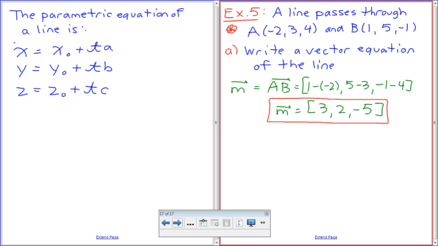All right, Nathan. For the vector equation of the line, we need a slope. What else do we need? One point. So which is your favorite point? 2, 3, and 4? -2, 3, and 4, or 1, 5, and -1? Which one's your favorite? The second one? It doesn't have to be. Either one works out. Either one works.